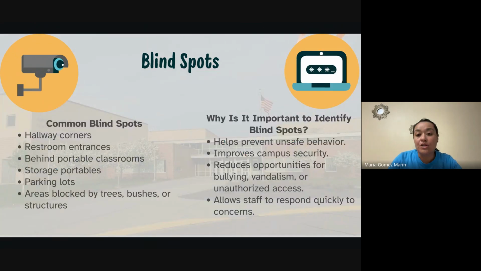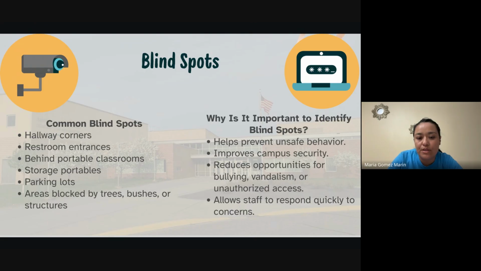Okay, so there are some common blind spots, such as the hallway corners, restroom entrances, behind portable classrooms, the storage portables, the parking lots, and areas that are blocked by trees, bushes, or structures, like where the playground is sometimes located.